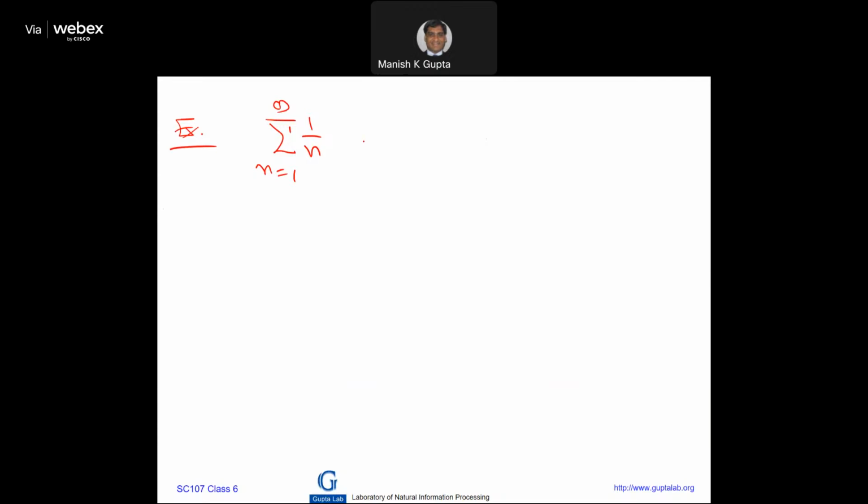Summation n equal to 1 to infinity of n. This is divergent. Divergent means the limit does not exist. Okay, the series is divergent. But if you put minus 1 raised to power n and then put n, this series becomes convergent. Beautiful thing, right?